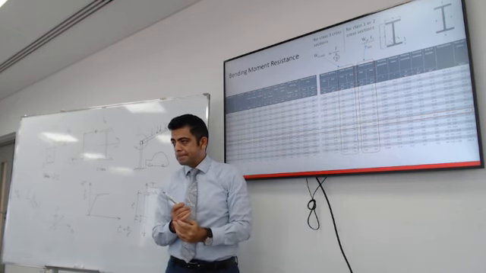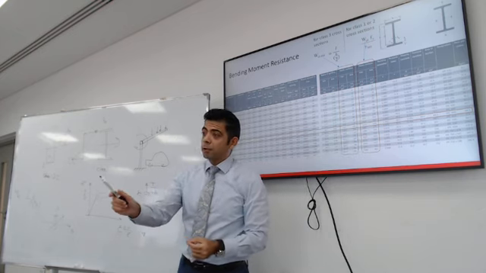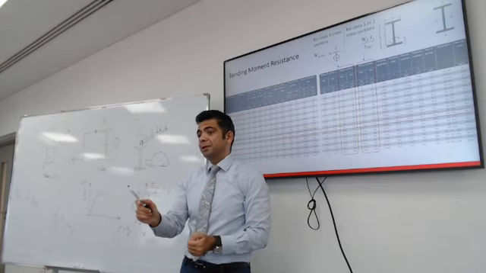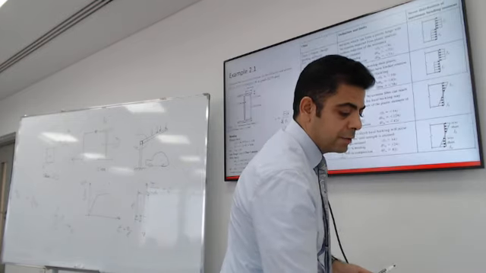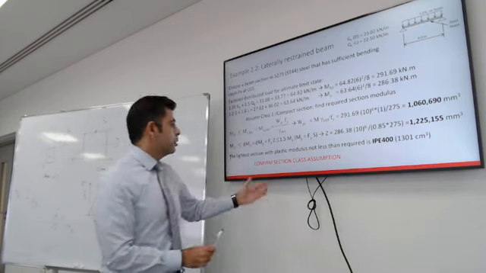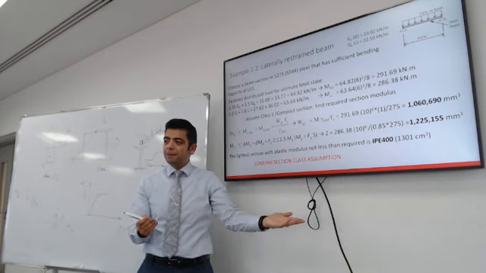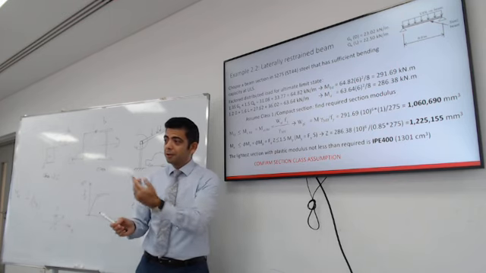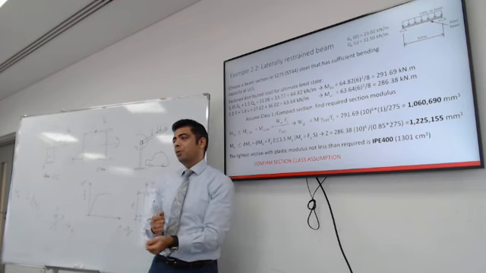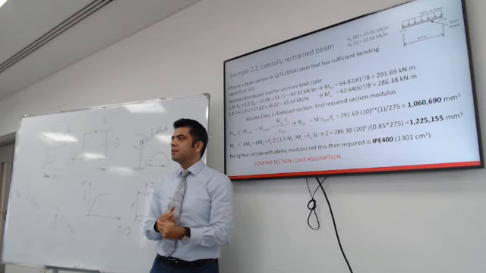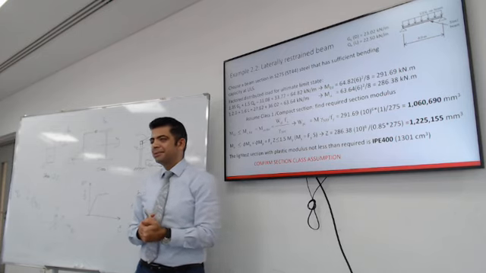Do we know which class it is, class 1 or...? That's a very good question. As a matter of fact, this is your next step: confirm the section classification assumption. If you assumed class 1, you go back and make sure the dimension you chose is class 1. Does that make sense?